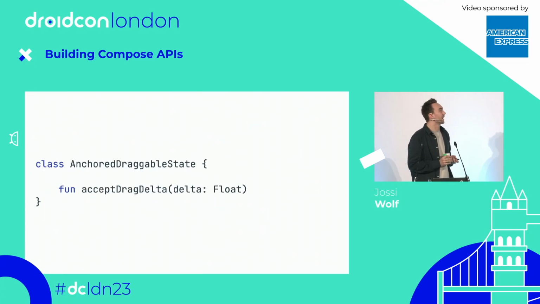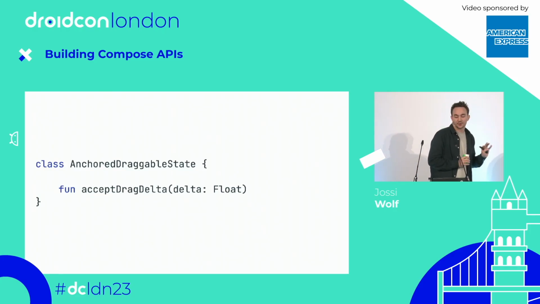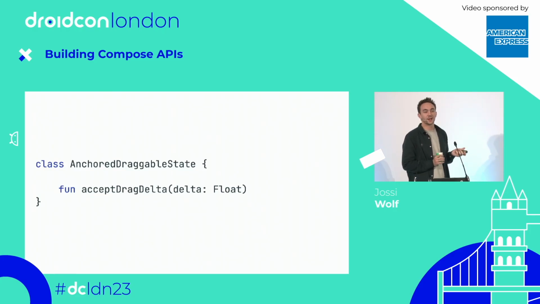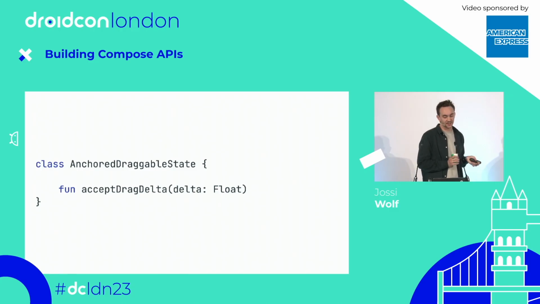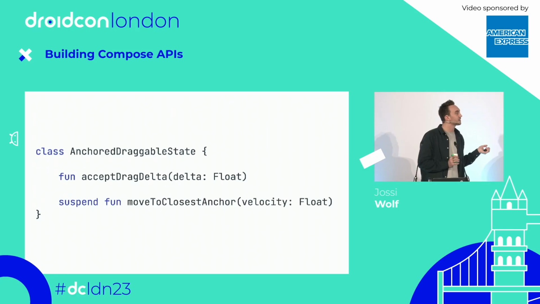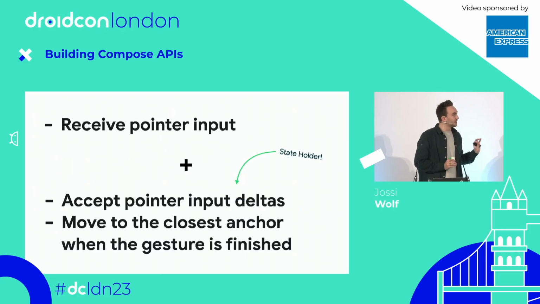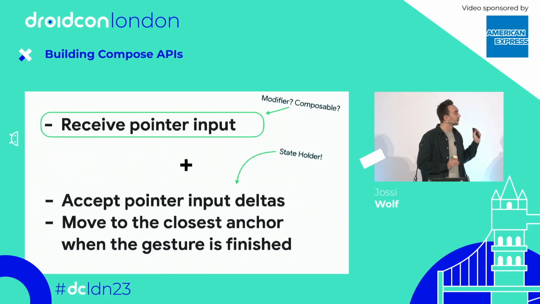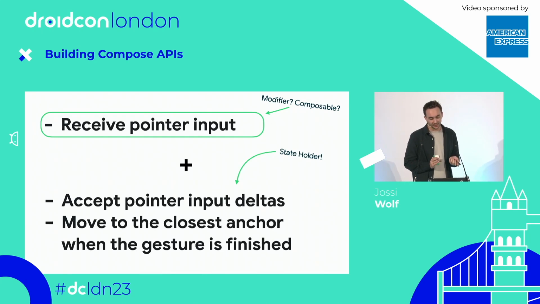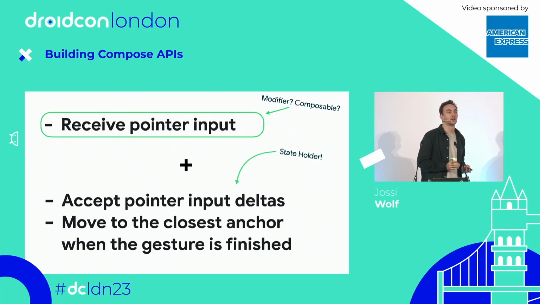So we're starting out by outlining and just saying, this is roughly what we want. We want it to have something that lets us accept a drag delta, and then we want it to have a method that lets us move to the closest anchor, maybe with an animation, make it fancy. So we said this is a state holder, great. And looking at the receiving pointer input part is where we have to decide a bit more between, do we actually want a modifier, do we want a composable?